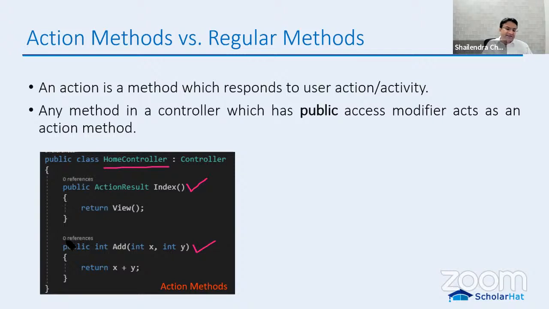So can you tell me, is this a regular method or an action method? How will you differentiate which is my regular method and which is my action method? How is the differentiation going to be done? Can somebody tell me? Okay. Some people are saying the return type should be ActionResult. Okay. Any other thoughts you have?